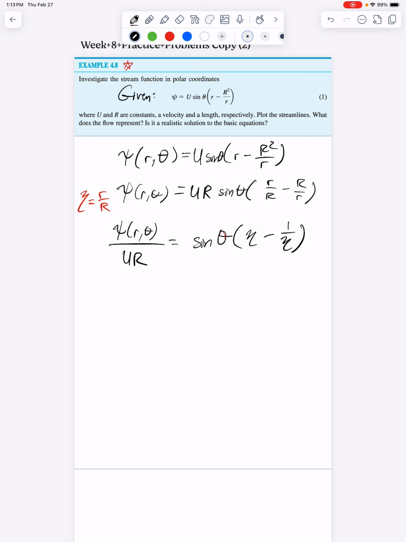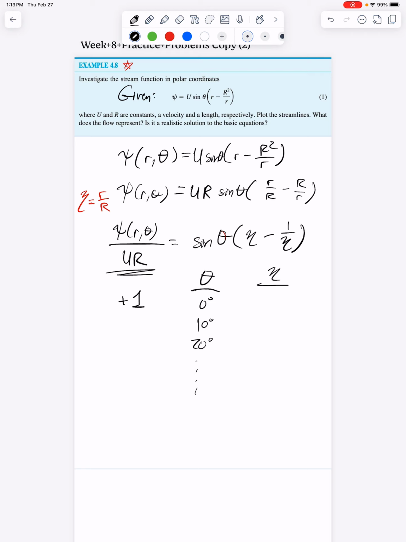Now I basically have all my constants on the left-hand side equal to sine theta multiplied by a function of eta. So, as I said earlier, we're working with a family of functions. To obtain one function from the family, we're going to substitute in a constant for psi. If I let my left-hand side equal positive 1, then in order to plot this streamline, I let theta be equal to 0 degrees, 10 degrees, 20 degrees, all the way until I get around the entire polar plot. And then I find the corresponding eta values.